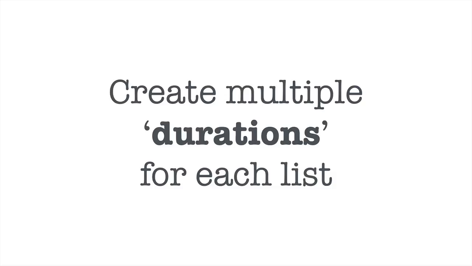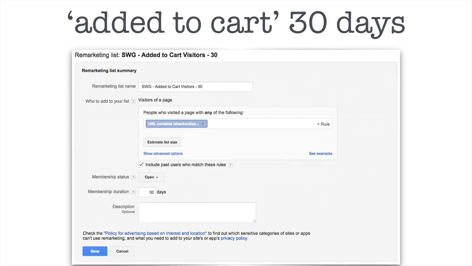And as you may have guessed, the key to making this all work is creating multiple durations for each list type. So I'm going to say that a list type is viewed cart. A second list type is viewed checkout. A third list type might be viewed the success page. For each of those, and here's the example with an added to cart example, I'm going to create multiple lists, multiple audiences inside of AdWords.